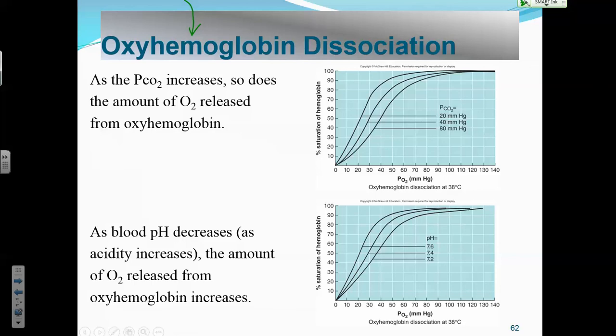So these are some famous what we call hemoglobin dissociation curves. And do you see how the amounts change? Like on this top one, this is showing you the various partial pressures of CO2. So do you see how it dissociates more quickly at various CO2s, or it doesn't hold as much? I guess I should say it doesn't hold as much. Like this doesn't hold as much as these do.